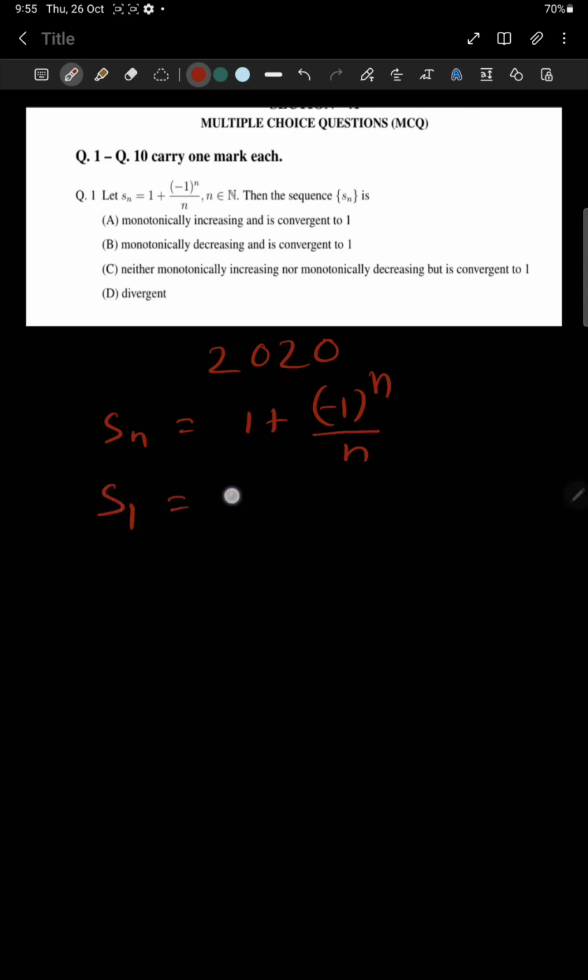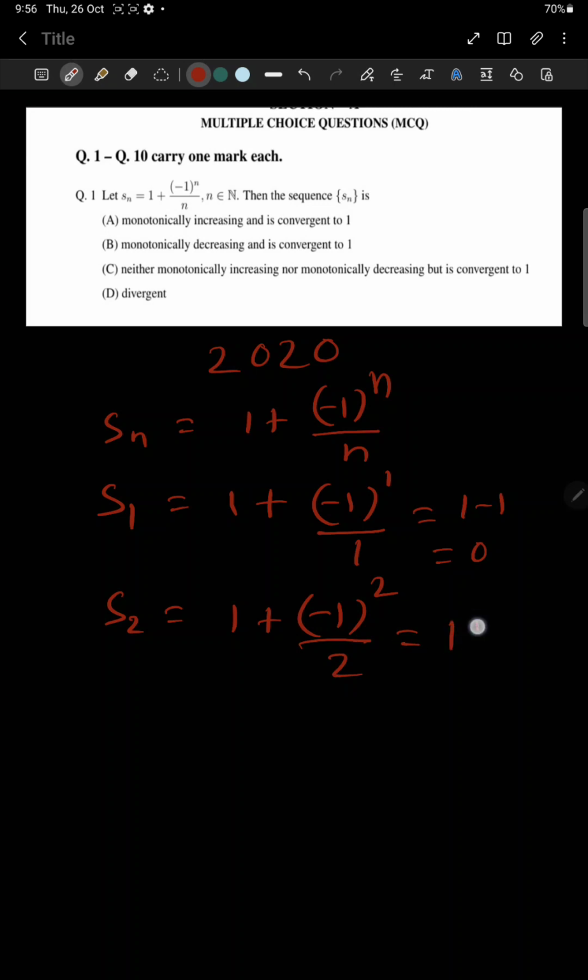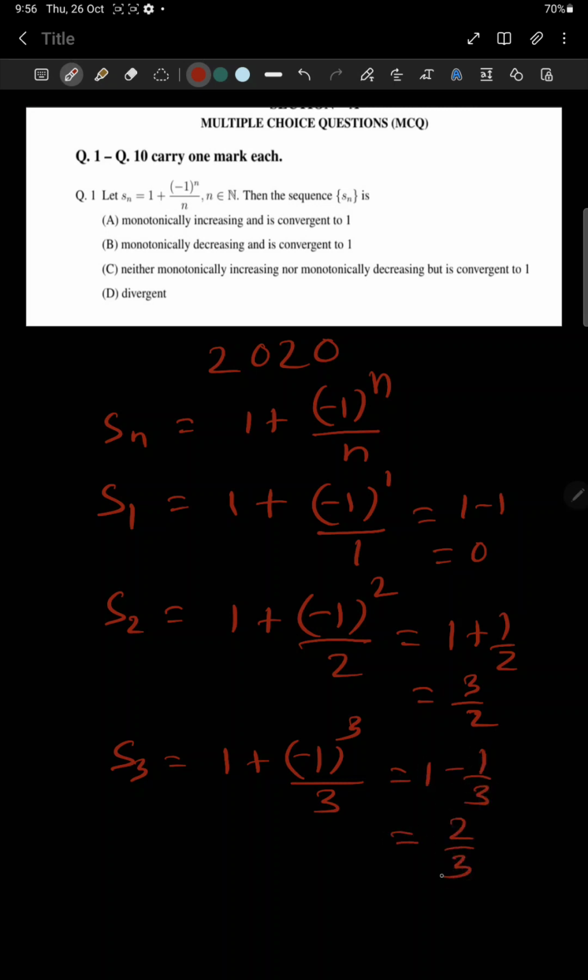First of all, let us compute S1. S1 equal to 1 plus (minus 1) whole to the power 1 divided by 1. It gives 1 minus 1, which is equal to 0. Okay. S2 equal to 1 plus (minus 1) whole to the power 2 divided by 2, which gives 1 plus 1 by 2, which is equal to 3 by 2. Okay. Similarly, S3 equal to 1 plus (minus 1) whole to the power 3 divided by 3, which gives 1 minus 1 by 3, which is equal to 2 by 3. Okay.